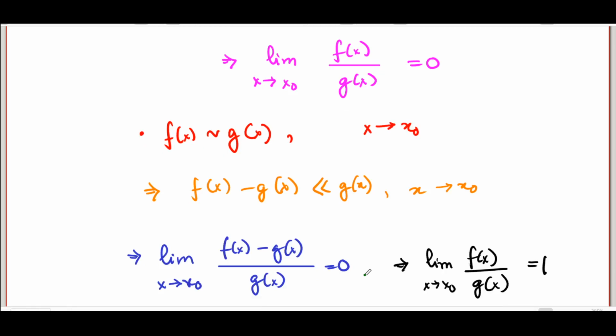Well, if you use the definition of negligible properly, you see that the limit as x goes to x0 of this ratio f(x) minus g(x) over g(x) is actually 0, which tells you that the limit of f(x) by g(x) as x goes to x0 has to be 1. So f(x) and g(x) are close to each other, but not necessarily in the sense of difference, but actually in the sense of ratio. As x goes to x0, the ratio of these two functions goes to 1.